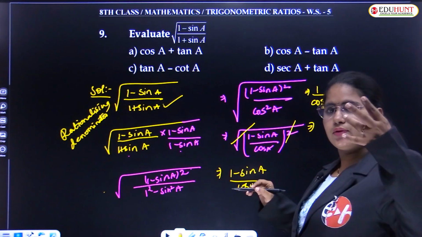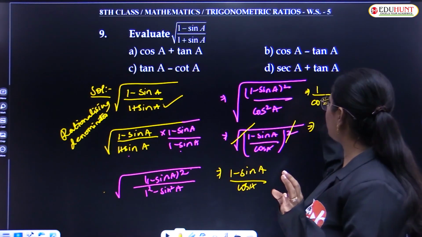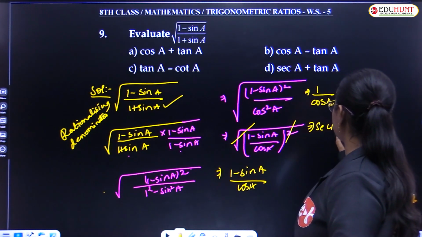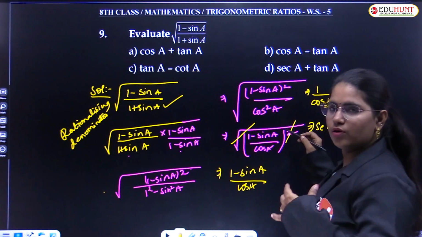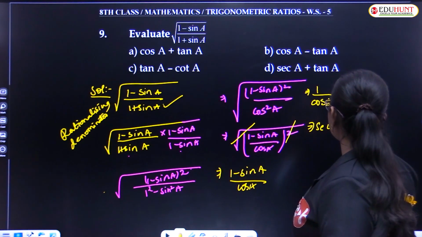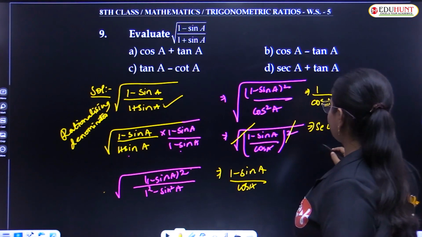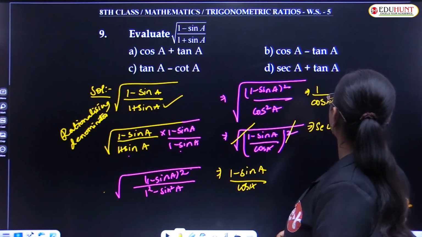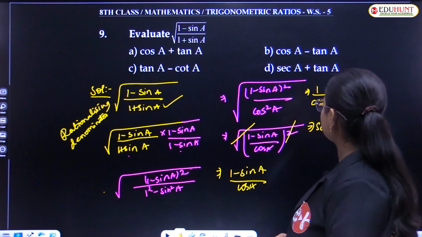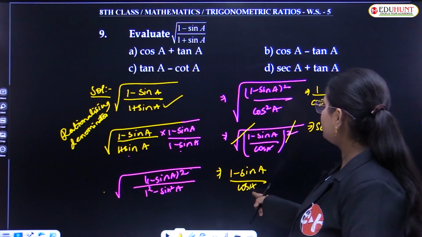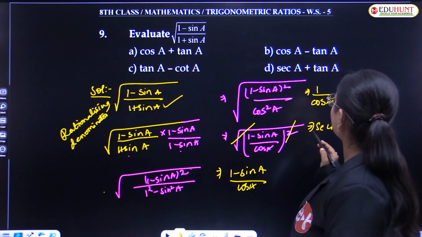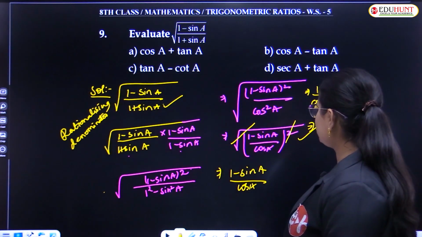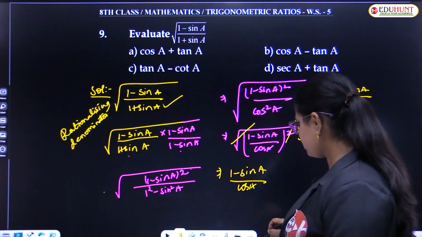What is the value of 1 divided by cos A? Tell me. 1 by cos A is the reciprocal, secant A. What is the value of sin A by cos A? Which is tan A. Can you see it in the options? It's secant A minus tan A. So this will be the answer. Done? So let's get back to the next one.